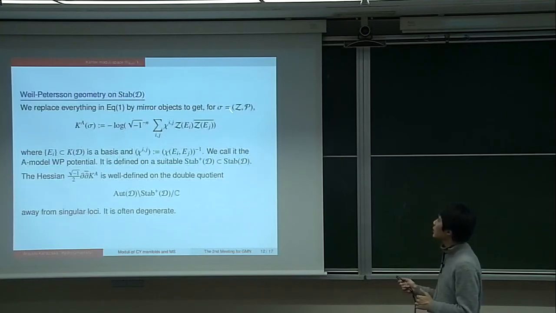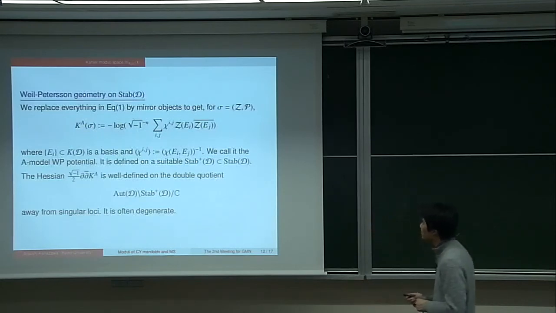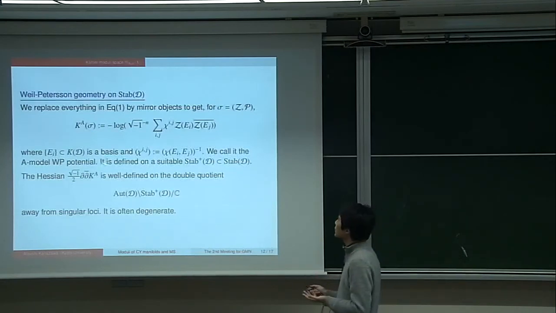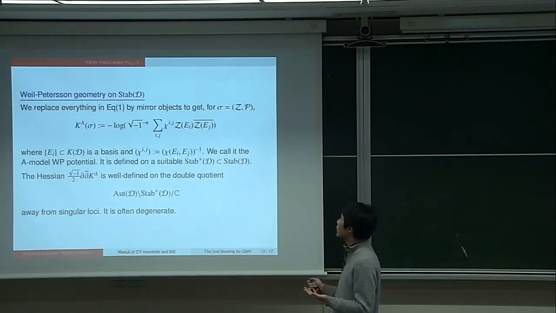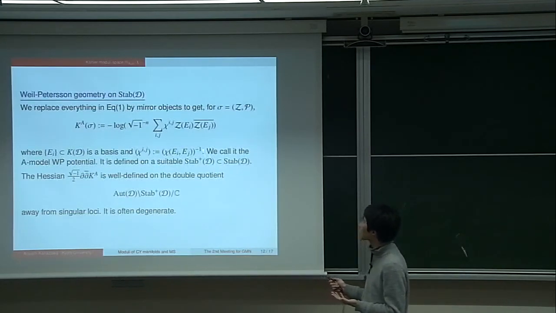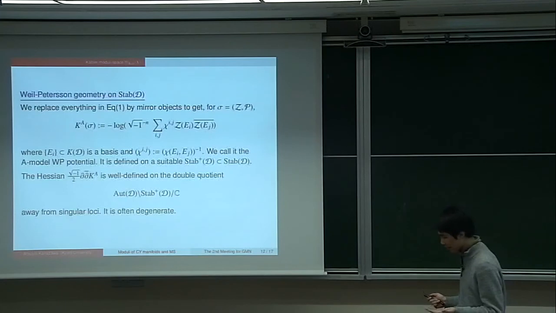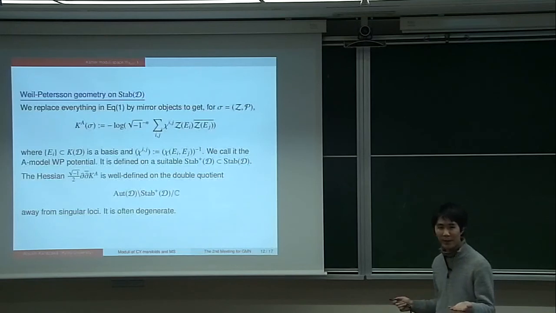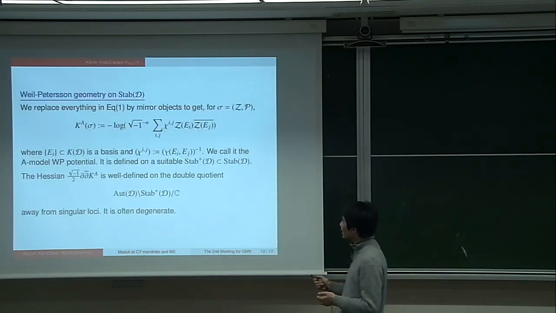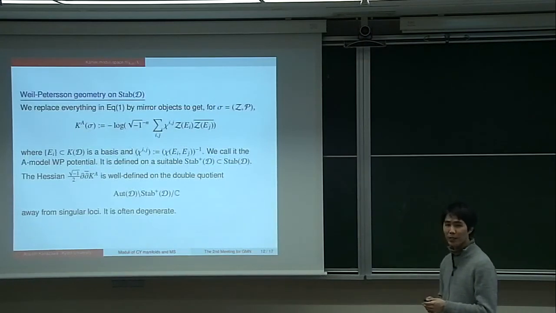Given a stability condition, you consider a function of this sort. Instead of Lagrangians, we consider some basis of the K-group of the category, consider the Euler pairing of the category, and take the inverse matrix of that one. If X is a compact Calabi-Yau, this is symmetric, and it has an inverse, so this is well defined. That's an analog of the pairing on the Fukaya category. We call it the A-model Weil-Petersson potential.